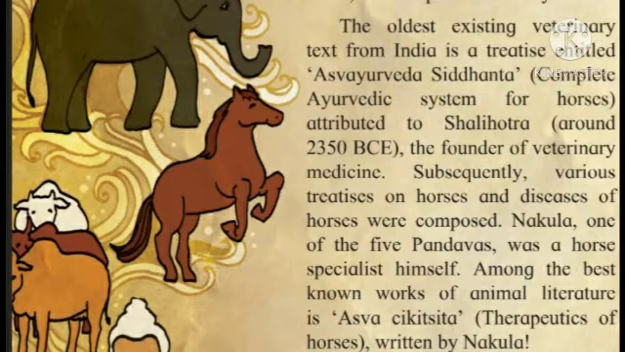Attributed. Now, what is meant by attributed? Attributed means considered to have been written by someone. So, this was attributed to Shalihotra around 2350 BC, and this was written by Shalihotra around 2350 BC, the founder of veterinary. So Shalihotra was the founder of veterinary medicine.